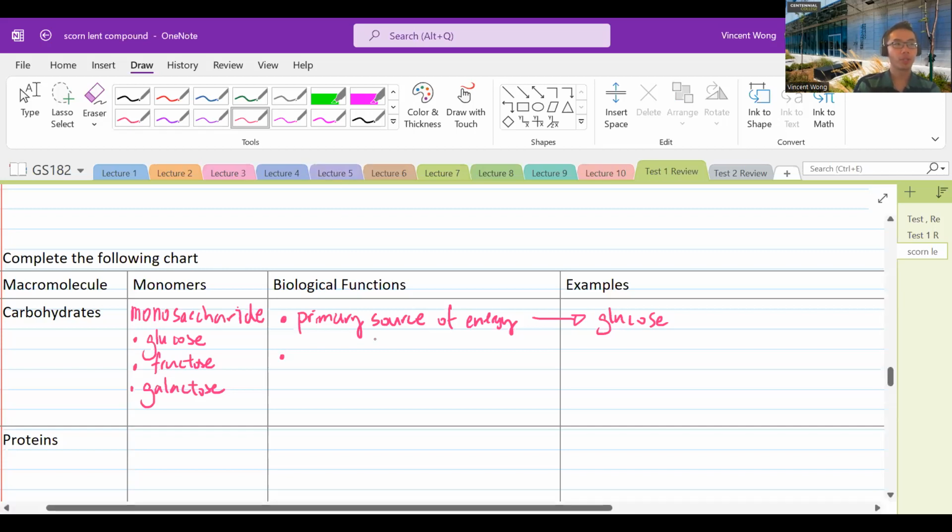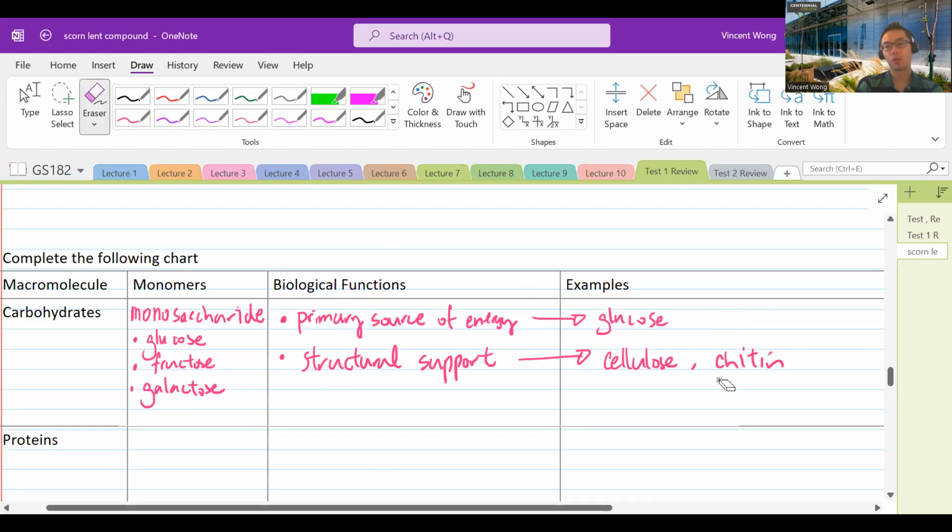What else do we use carbohydrates for? Helps in the formation of a structural component. Yep, structural support, right? And components, and that would include things like cellulose for plant cell wall and fibers, or chitin, which would form the exoskeleton of various organisms with shells.